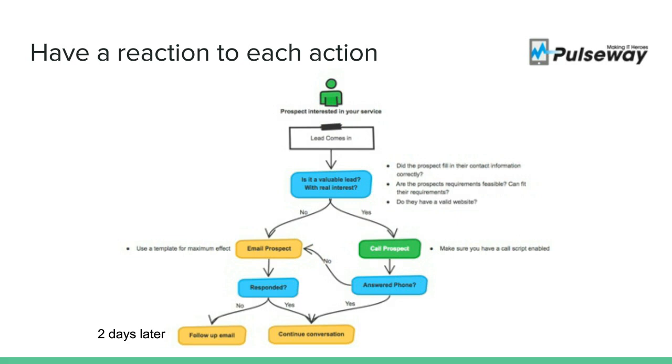If he did respond, I continue the conversation. And if I call the prospect, he answered his phone, I continue the conversation. If he didn't answer his phone, I can go back to the loop and send the email introduction if needed. So this is how it can work, so that as a salesperson at an MSP, I know exactly at any situation what to do.